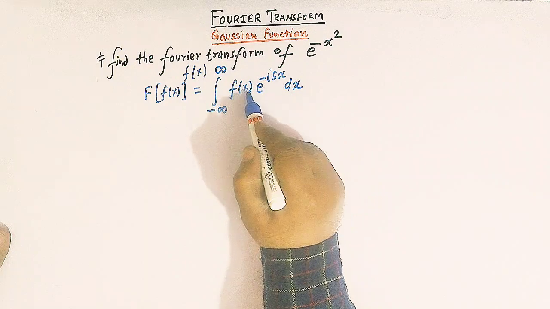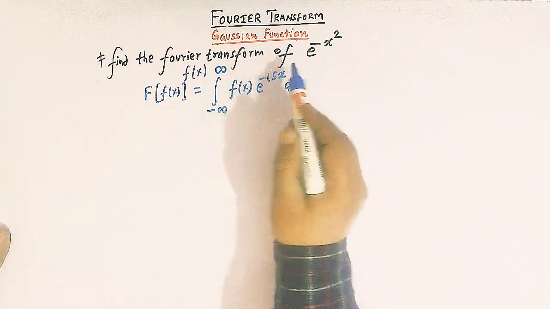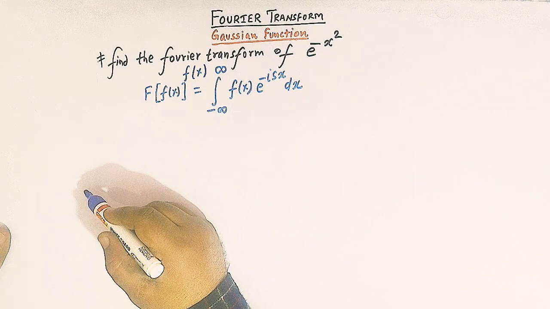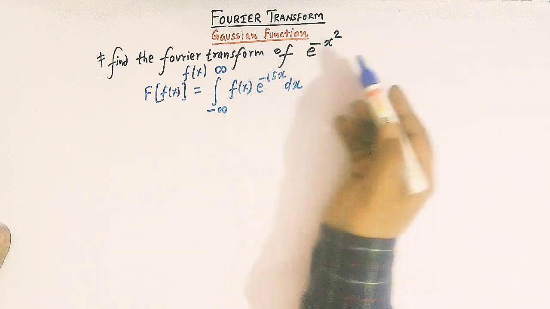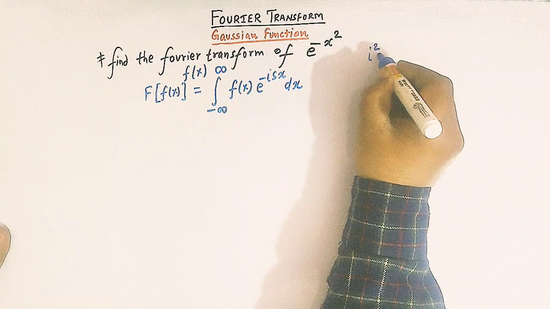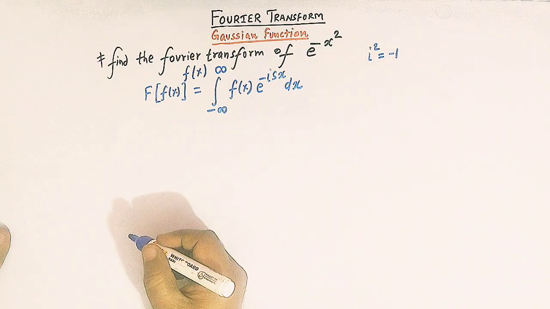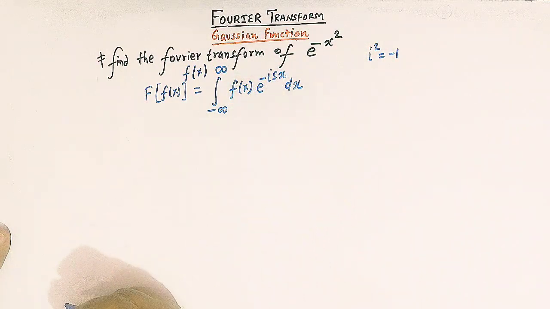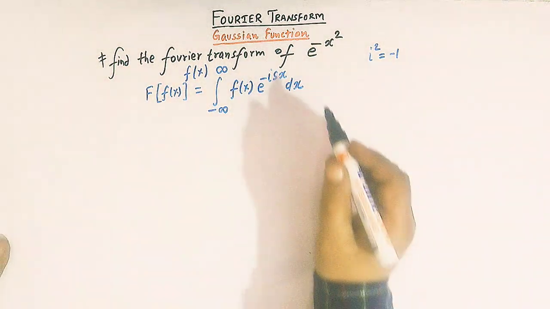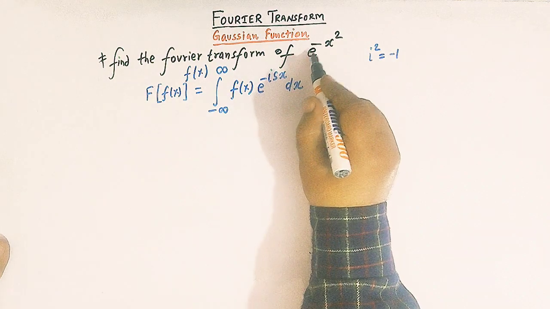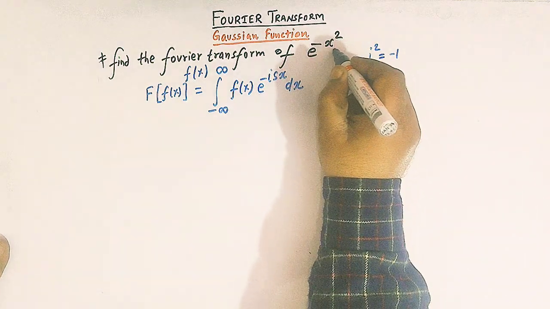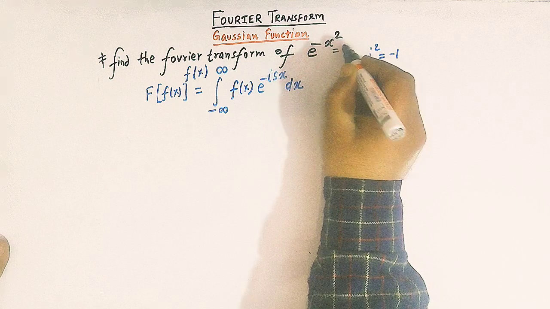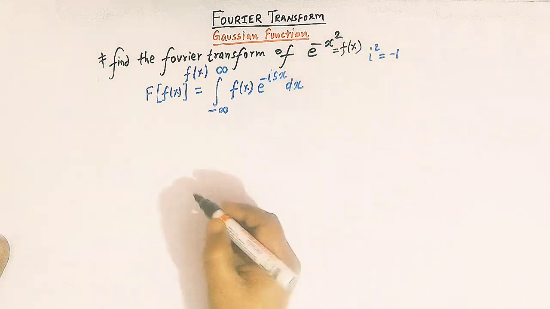So here f of x is the function for which we have to find the Fourier transform, and i is the complex number, that is i square is equal to minus 1, and s is the parameter which may be a real one or a complex number, right? So now we have to find the Fourier transform of e raised to minus x square. So let us take this function as f of x, right?